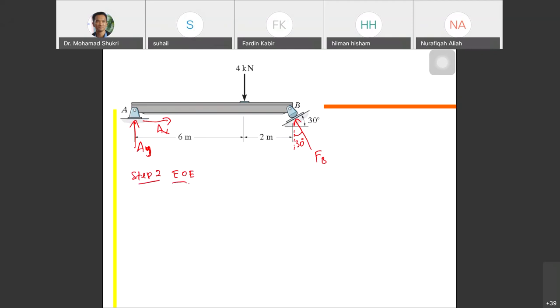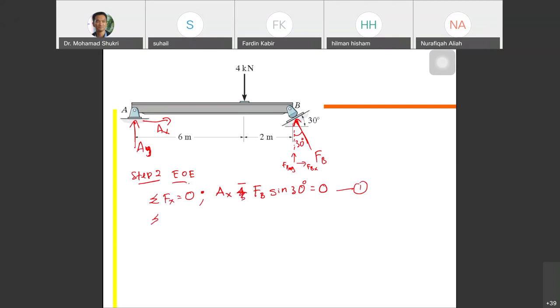All right. So summation of Fx is equal to zero. So we have Ax minus FB sine 30 degree is equal to zero. This one is your FB, so you need to resolve into FBX and FBY. For FBY, you have FB cos 30 going upwards. So this one is equation number one. Negative, right, negative.